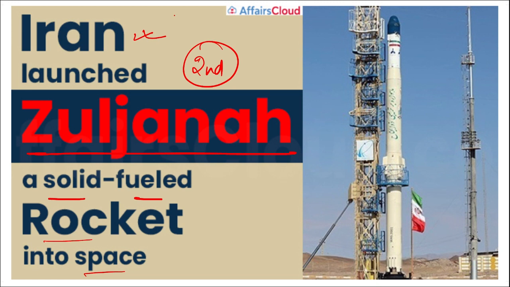Apart from this, Zuljanah is a 3-stage satellite launcher using a combination of solid and liquid fuels. This name comes from the name of the horse of Imam Hussein, the grandson of the Prophet Muhammad. If we talk about Iran, what is the capital of Iran? It is Tehran. The currency of Iran is the Iranian Rial and Ebrahim Raisi is the current president of Iran. So coming back, this Zuljanah is of Iran.